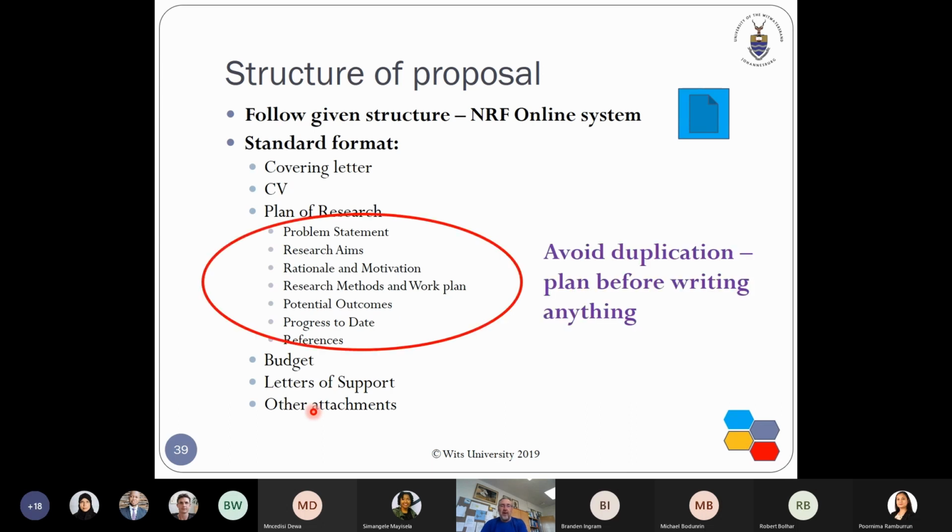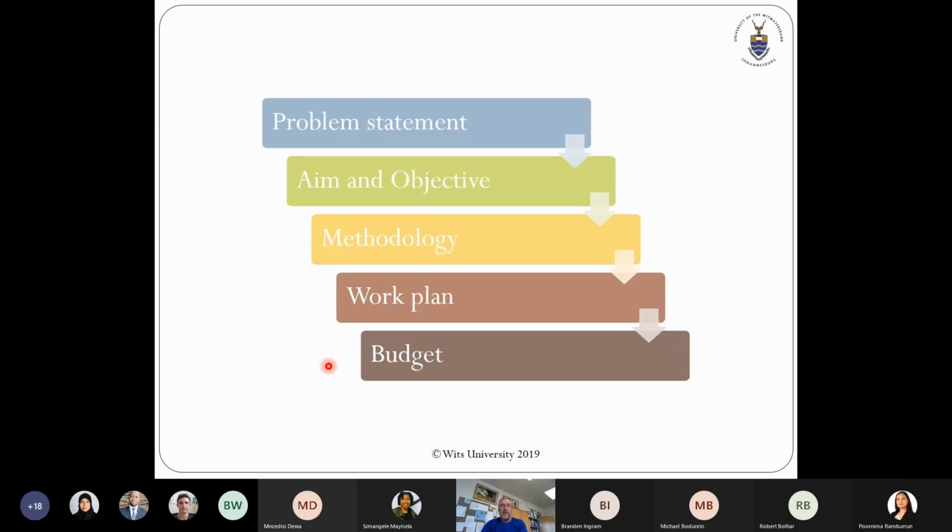One thing you need to be careful of: those sections can be quite similar and you can end up duplicating or repeating yourself, and you don't want to do that. So look at the whole application form and have it all clear where you're going to put what, so you don't end up repeating yourself.